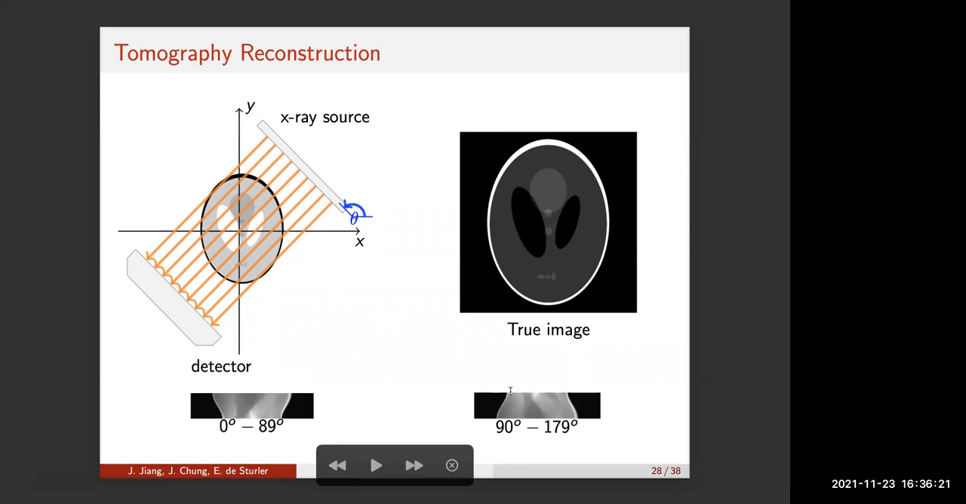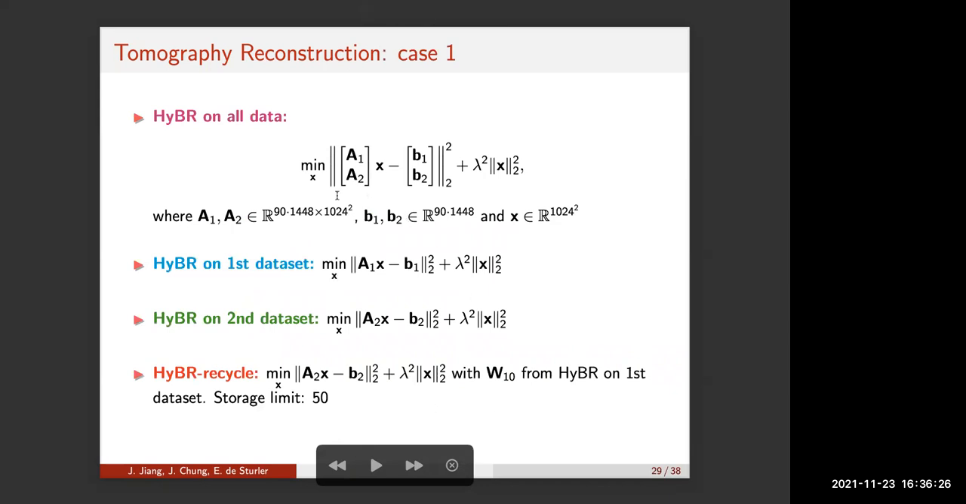For this kind of problem, since we get the data piece by piece, we can formulate the mathematical model like this. B1 refers to the data from 0 to 89, and B2 refers to the data from 90 to 179. We need to solve this sequential problem, like this linear system. Solving this linear system is usually very expensive for practical problems. So what people usually do is solve these two problems separately, A1x equal to B1 and A2x equal to B2.